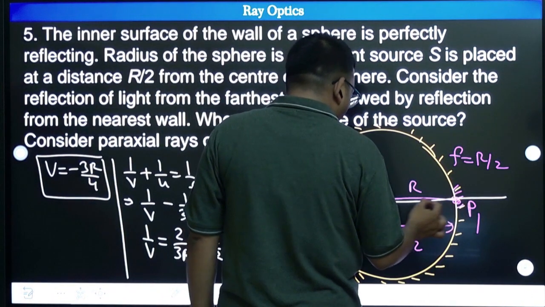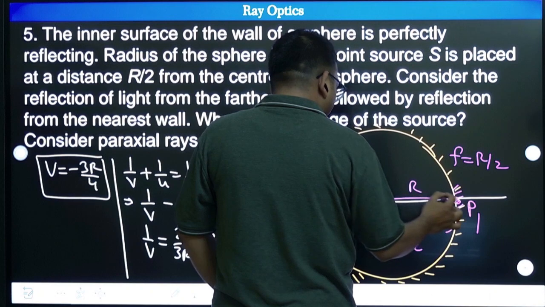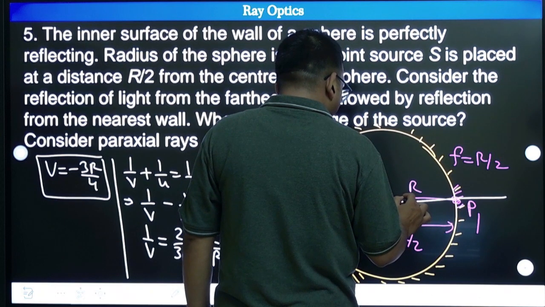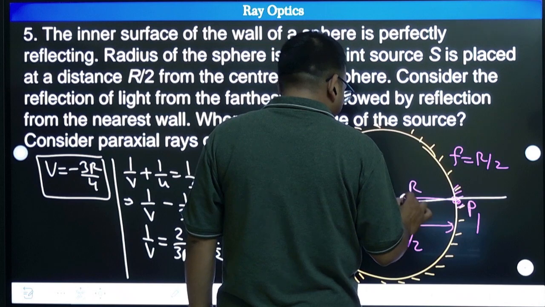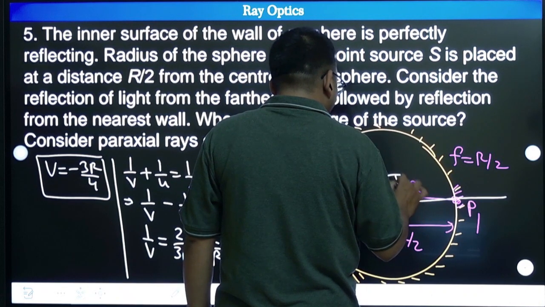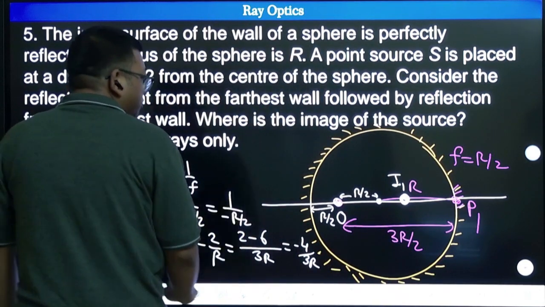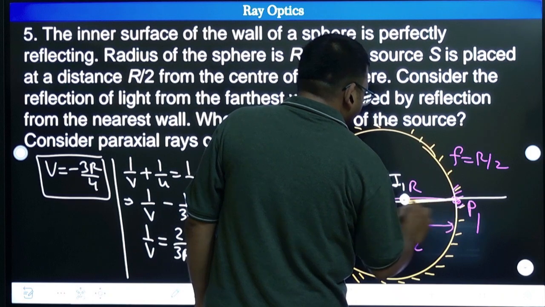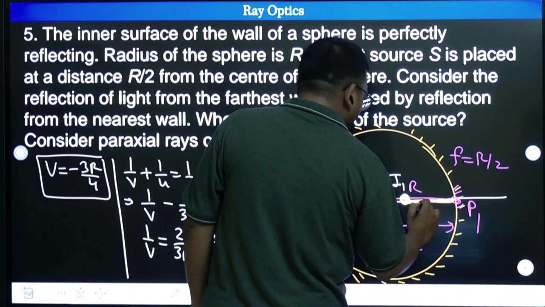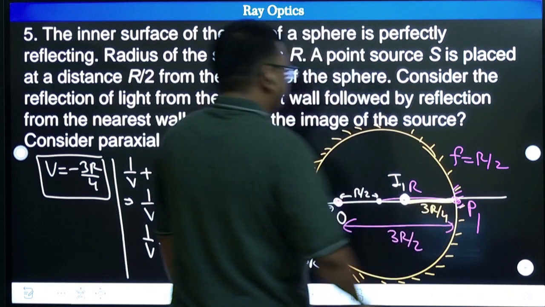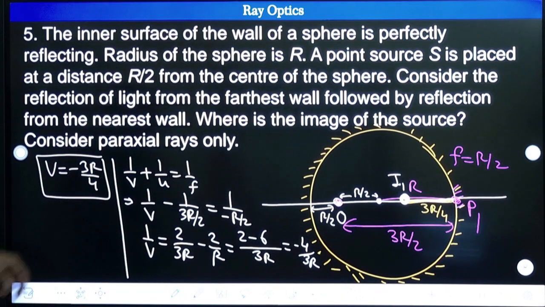Minus 3r by 4 means, since this is r, that minus means somewhere here. 75% of r means here it will be. The image will be formed here. This is, let us say, the first image. Negative means it is on this side. So this image is forming at a distance of 3r by 4. Are you clear about this? Yes, this image I1 has formed.